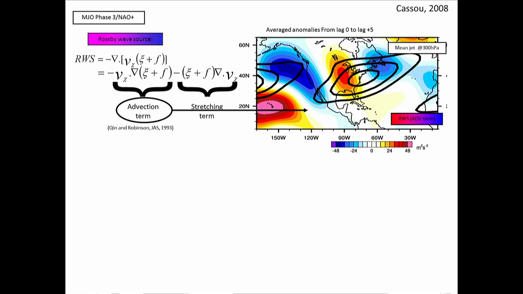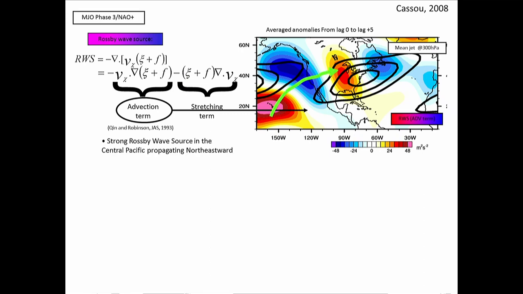With enhanced, for example, phase 3, we have enhanced convection over the Indian Ocean and suppressed convection over the maritime continent. So this dipole will excite some Rossby waves. And if we plot here the Rossby wave source term, advection term, we see that this dipole has an impact after on the North Atlantic jet stream.